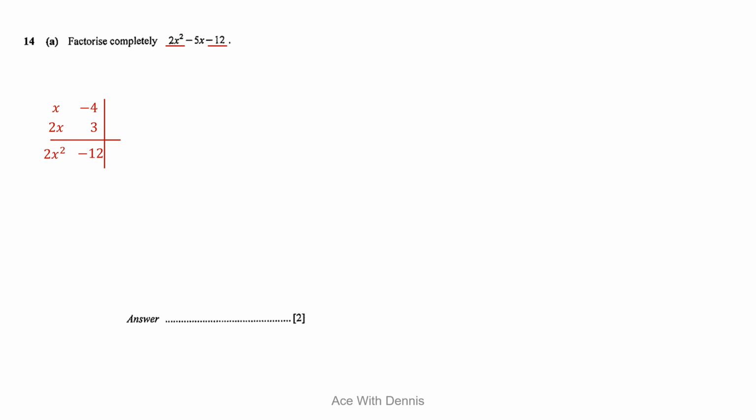So now we cross factorize. 2x times negative 4 we get negative 8x, and x times 3 will get 3x. So these two terms added together will get negative 5x, which is the same as the middle term. So this combination is correct, and therefore the first factor for this expression is x minus 4, and the second factor is 2x plus 3. Hence, x minus 4 times 2x plus 3 is the answer.